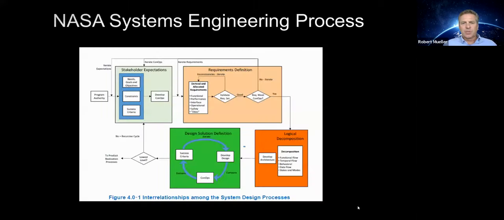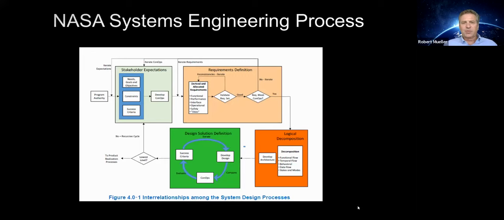And so the systems engineering process is in the handbook. It's available online. Anybody can go download it. And it walks you through the process of what it takes to do systems engineering for a very highly complex and sophisticated project. Now here you'll see these big blocks: stakeholder expectations, requirements definitions, design solution definition, logical decomposition. This is the secret sauce of NASA systems engineering right here on this slide. If this is followed well, then the project should be successful.